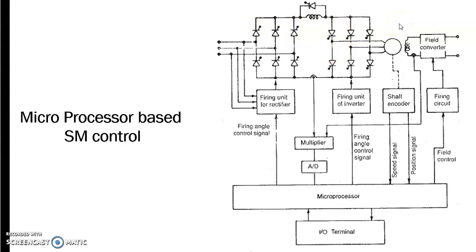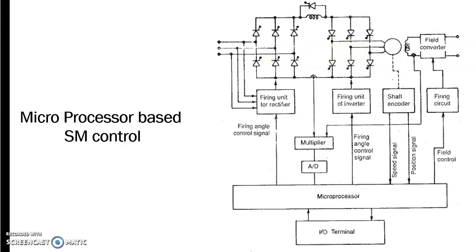The system consists of a DC link converter which is made up of two 6-pulse bridge converters interconnected by a high smoothening inductance. Here you can see a high smoothening inductance. The DC link inverter feeds a synchronous motor whose field may be controlled by a chopper or a phase controlled rectifier. In normal operation, the line side converter operates as a rectifier and the machine side converter as an inverter.